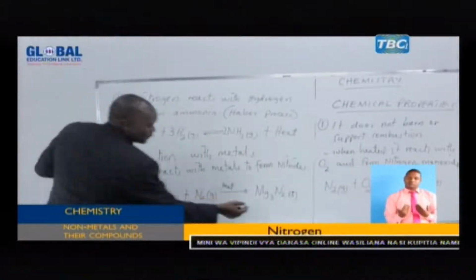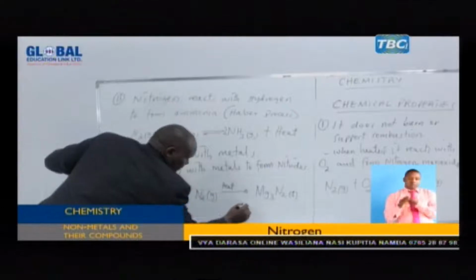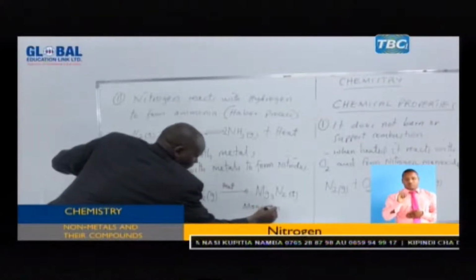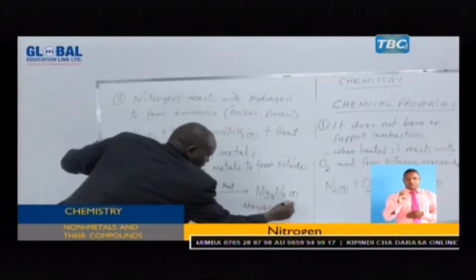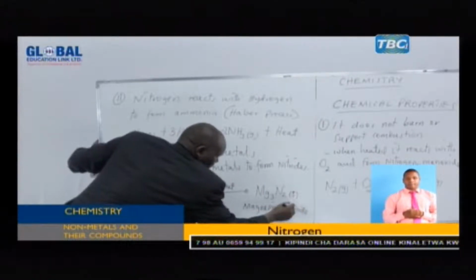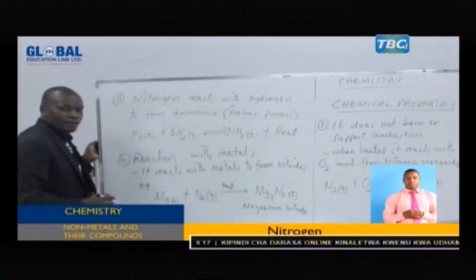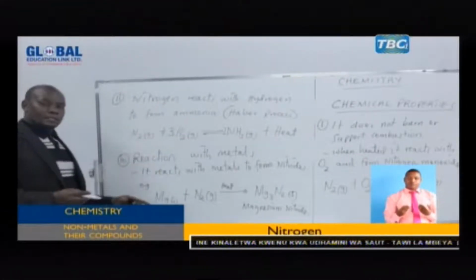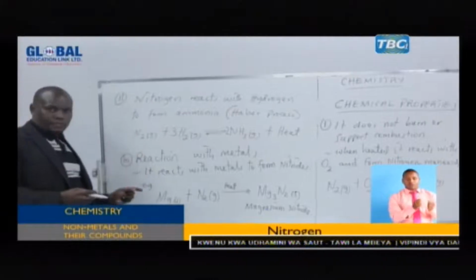So this is magnesium nitride. So these are the main reactions of nitrogen.